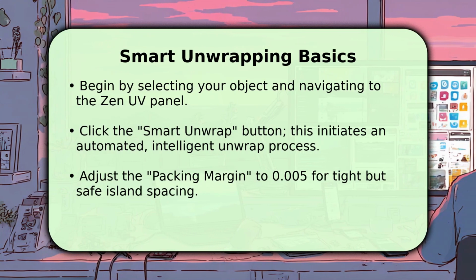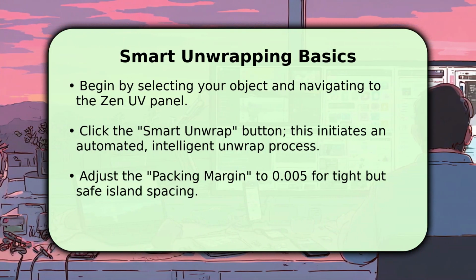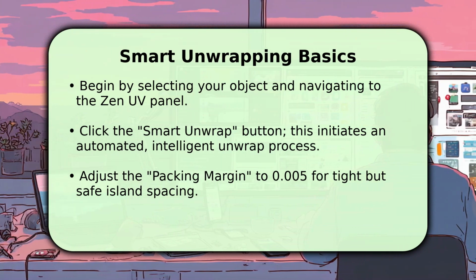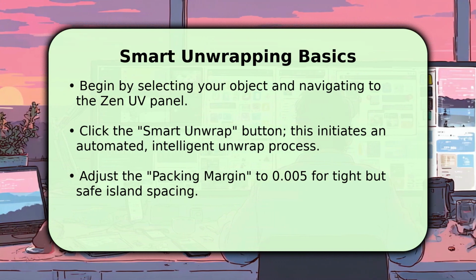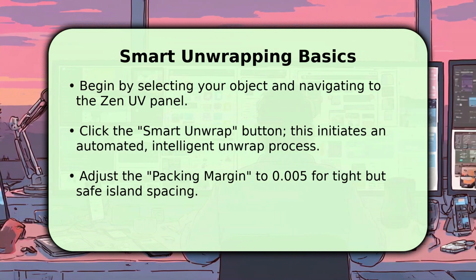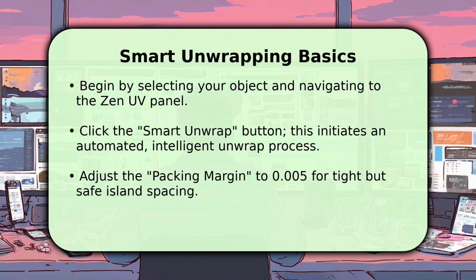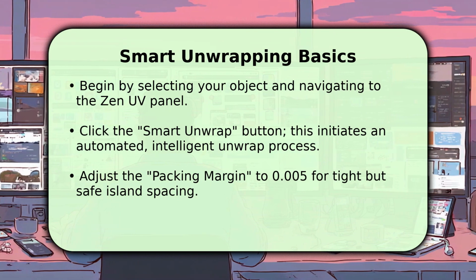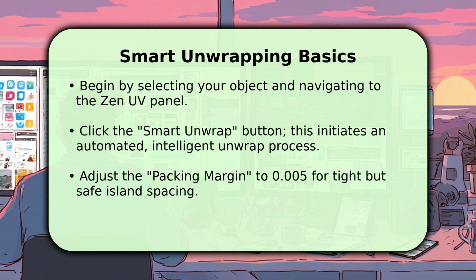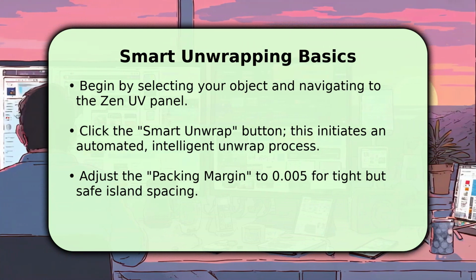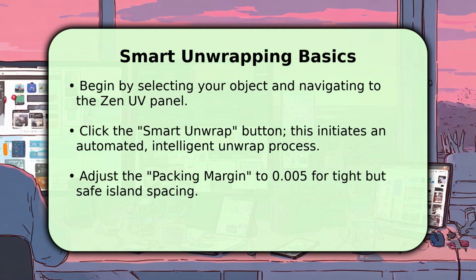With Zen UV installed and your mesh ready, navigate to the Zen UV panel in your Blender viewport. Select your 3D object and then click the Smart Unwrap button. This powerful feature intelligently analyzes your mesh and generates an initial UV layout automatically. Remember to adjust the packing margin setting to 0.005. This ensures a small, consistent gap between your UV islands, preventing texture bleeding without wasting excessive space in your UV atlas. It's a crucial first step for efficient packing.